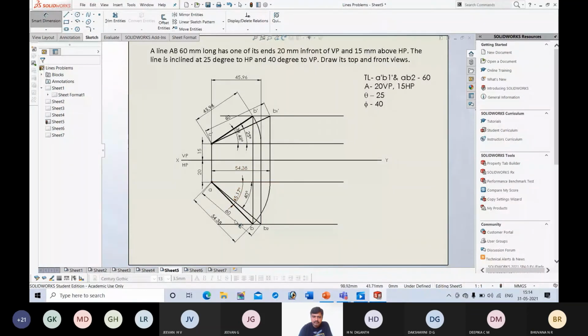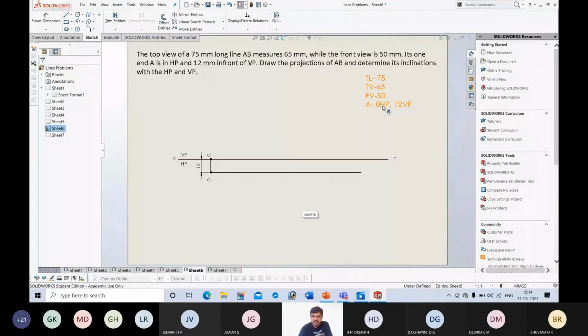Okay, so top view length can be located on this locus of A. Front view length can be located on this locus of A dash. Okay, I will do this step. So I know front view length and top view.